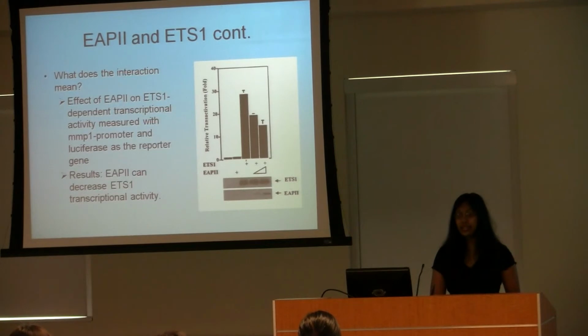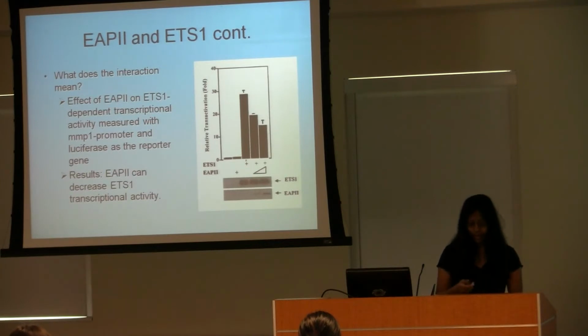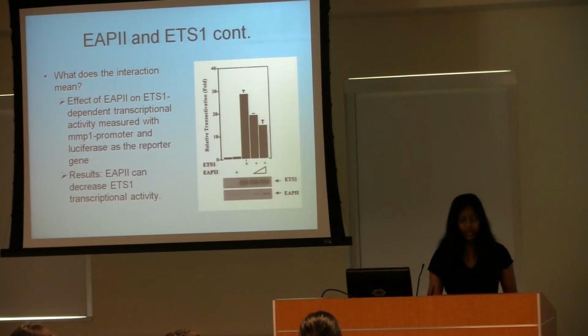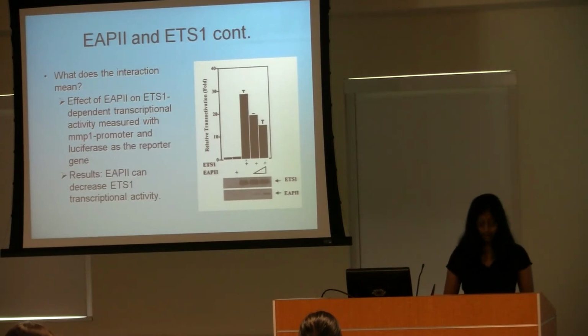We looked at the interaction between EAP2 and ETS1, and it was shown that with higher levels of EAP2, as you can see here, they're going higher and higher, the MMP1 promoter activity went lower. So therefore, the transcription activity lowered with more EAP2.